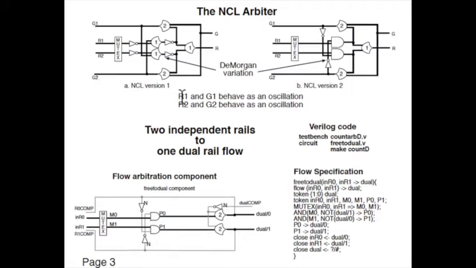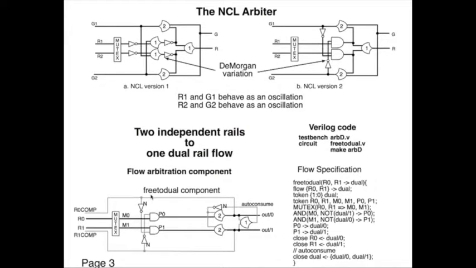Now, if we look at the behavior of R1 and G1 and R2 and G2, we see that R1 goes high, and then G1 goes high, after which R1 goes low, and then G1 goes low, after which R1 can go high again. So these signals are behaving exactly as the monotonic transitioning of an oscillation. So we're going to take the arbiter and turn it into a flow component that arbitrates 2 independently flowing rails, R0 and R1, into a single dual rail output flow.